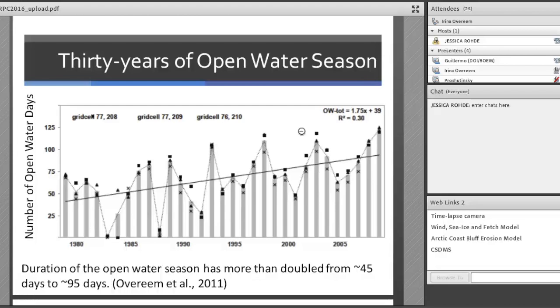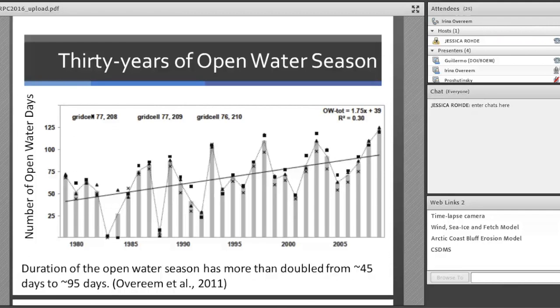And then we put this into perspective of what if we would change these boundary conditions for longer periods. So over the 30 years that we have sea ice data, we knew that the number of open water days along that specific stretch near Drew Point had more than doubled. And that's what is shown here.